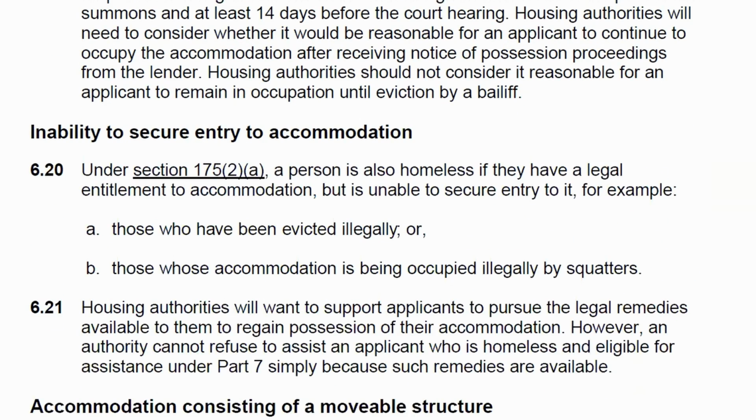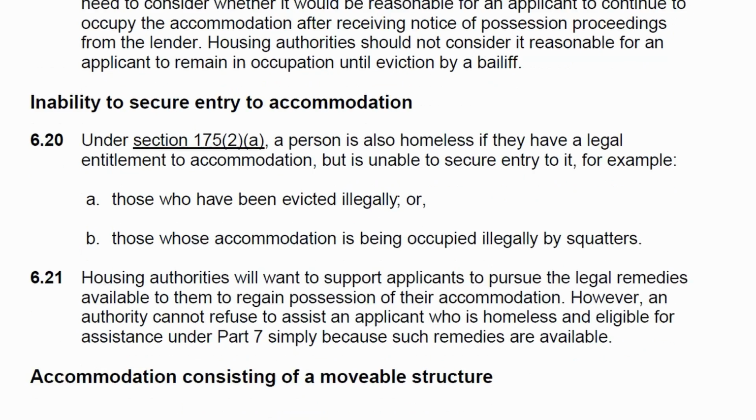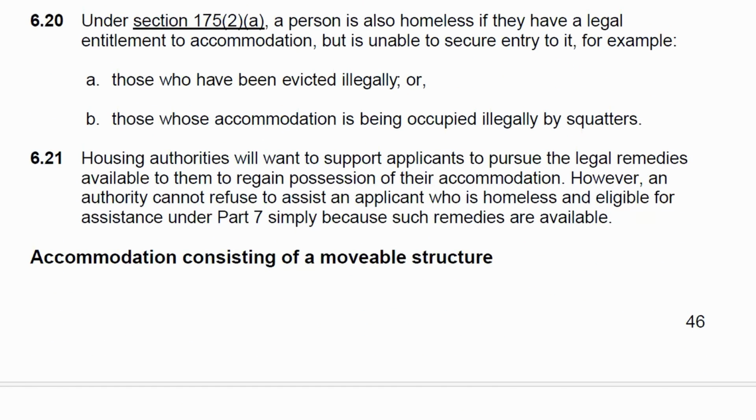Inability to secure entry to accommodation. 6.20. Under section 175(2A), a person is also homeless if they have a legal entitlement to accommodation but are unable to secure entry to it. For example, (a) those who have been illegally evicted, or (b) those whose accommodation is occupied illegally by squatters. 6.21. Housing authorities will want to support applicants to pursue legal remedies available to them to regain possession of their accommodation.